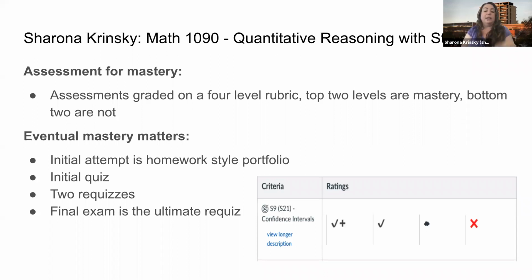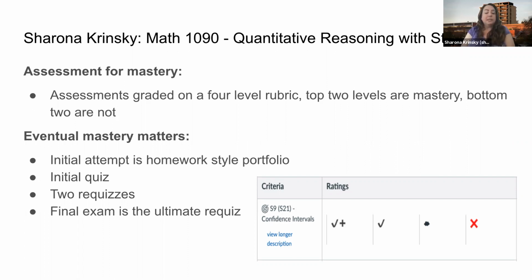And then I have 2 levels that are not mastered. The black cloud is you still have to think about it some more. And the red X is you didn't give enough information. I can't even tell where you're at. So it's either you didn't turn it in or you left it mostly blank. At the moment, this might be changing. So anyways, you have to get mastery twice on most of our standards in order to have actually mastered the standard itself. So you need a check or a check plus twice.